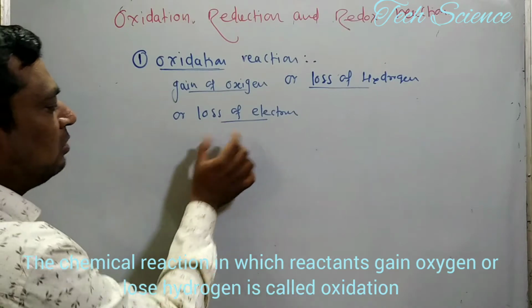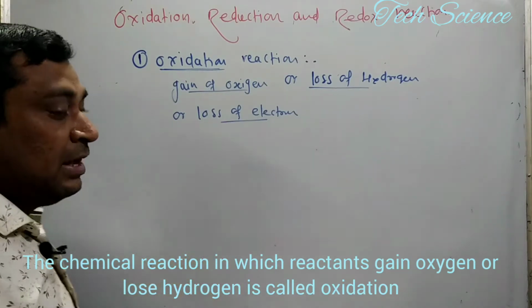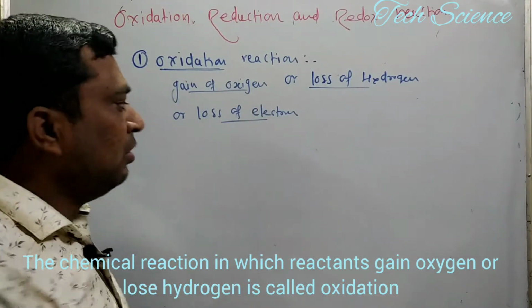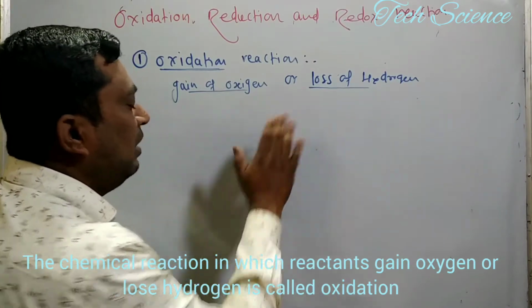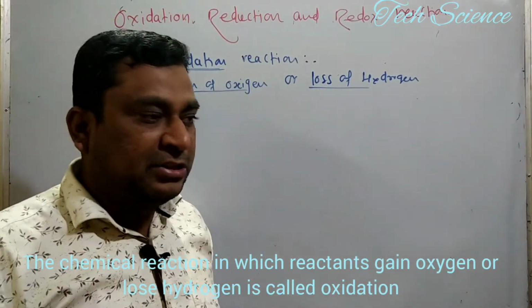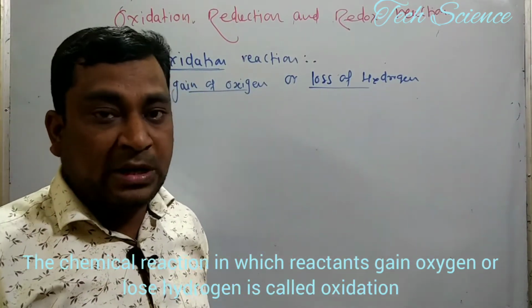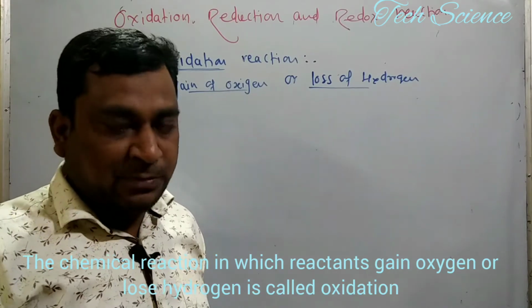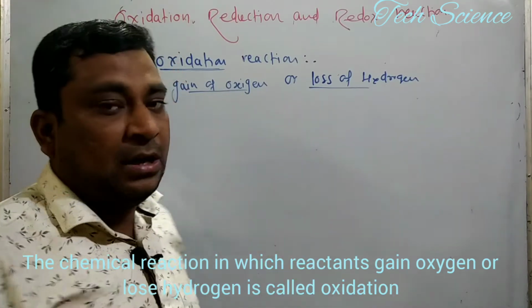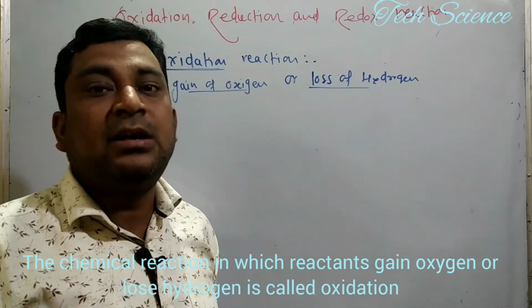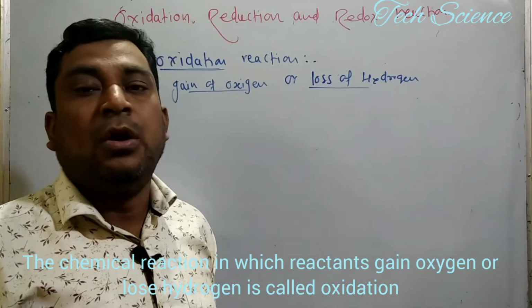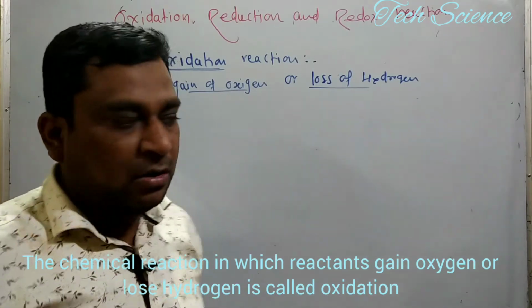This term, loss of electron, is called oxidation, and gain of electron is called reduction. We will see later, when we have the point like electrolytic reduction of alumina, extraction of aluminium from bauxite ore in the chapter metallurgy, I will tell you in detail what reduction and oxidation are in terms of loss of electron and gain of electron.